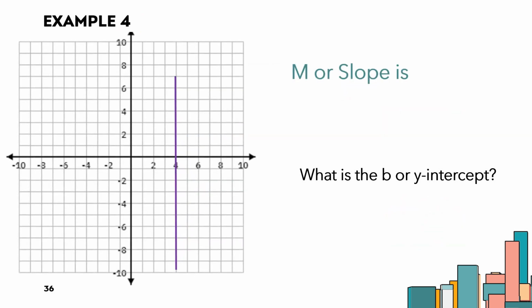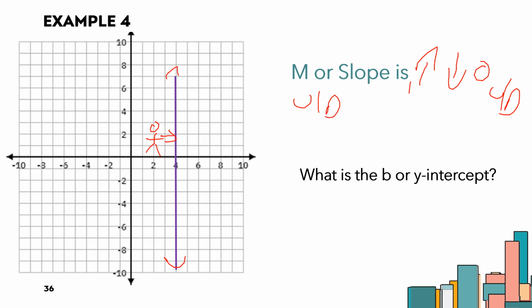Example 4, I'm going to follow all the same steps before. So I'm going to look and determine my slope. Is it positive, negative, 0, or undefined? But it's a vertical line. Now I know if I'm walking across this page, I'm going to hit a wall. If you hit a wall, that's undefined.